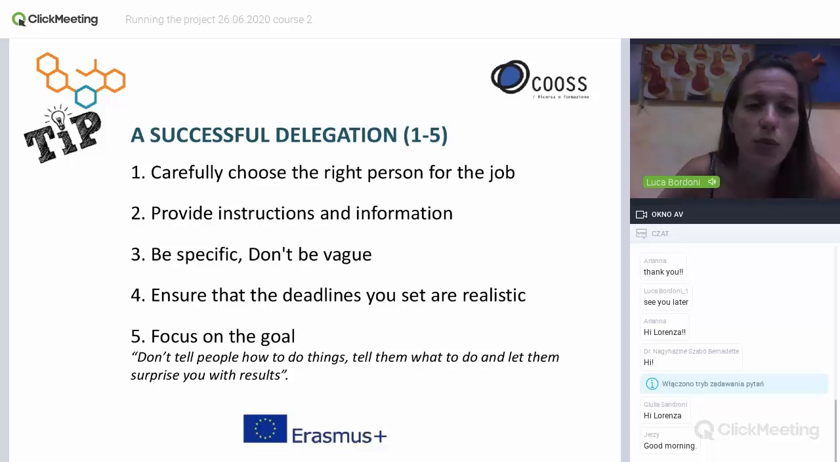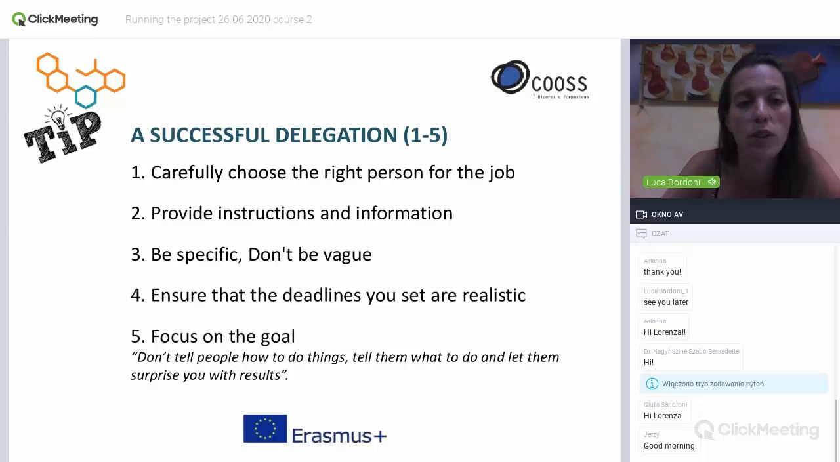And for a successful delegation, in fact, the coordinator has to know the team very well, and has to carefully choose the right person for the job. He has in mind all the experience of the people, and he has to match in the best way the activity, the task, with the capacity, the skills, and the motivation. But he has also to provide instruction and information, because I can realize my task if I know which is my objective, which are my resources, and the time I have to realize my tasks.